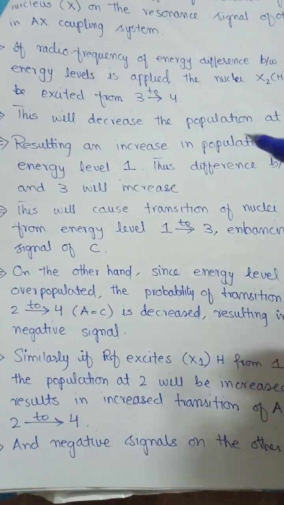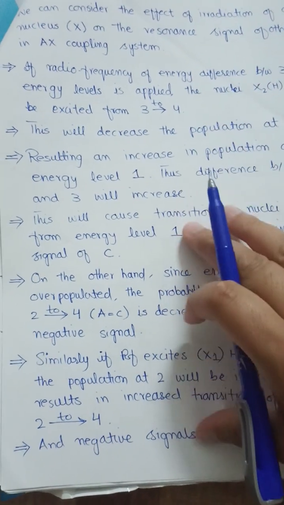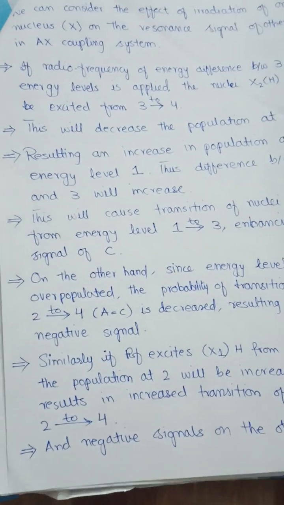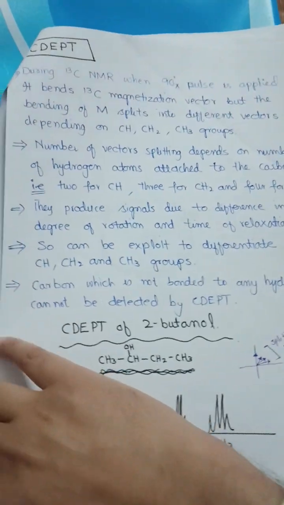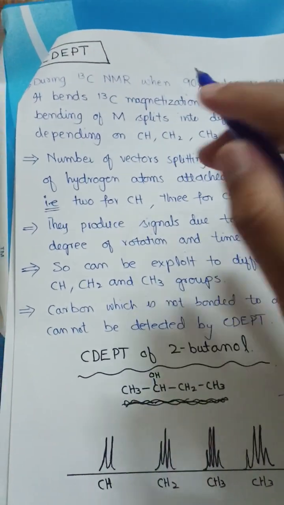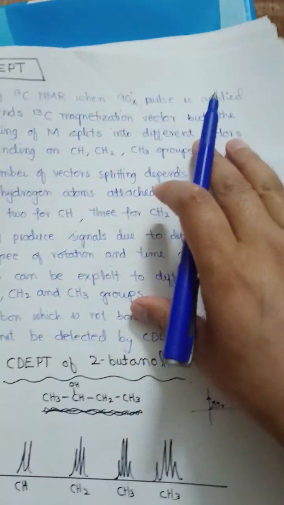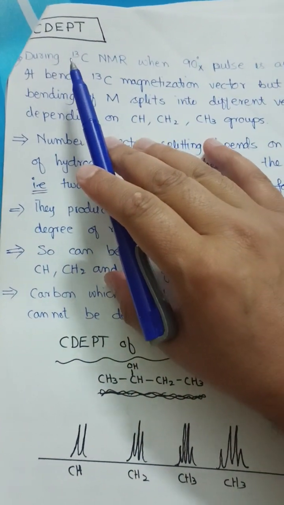So here is the explanation written for all that we discussed for polarization transfer. So in this case we get an enhanced signal of the carbon due to protons. Now C-DEPT, this technique can be used for the enhancement of the carbon signal.